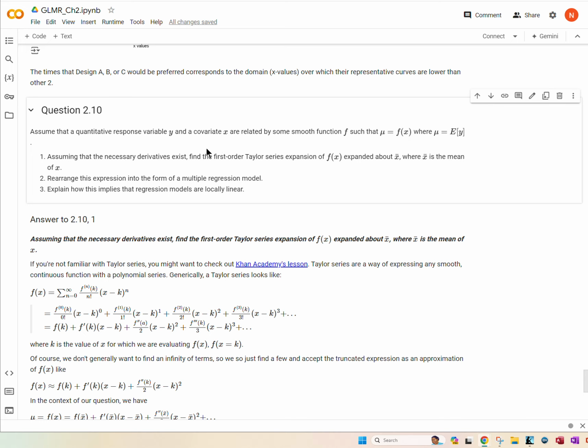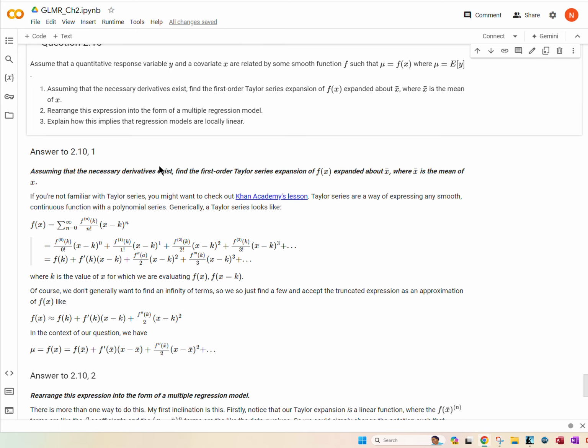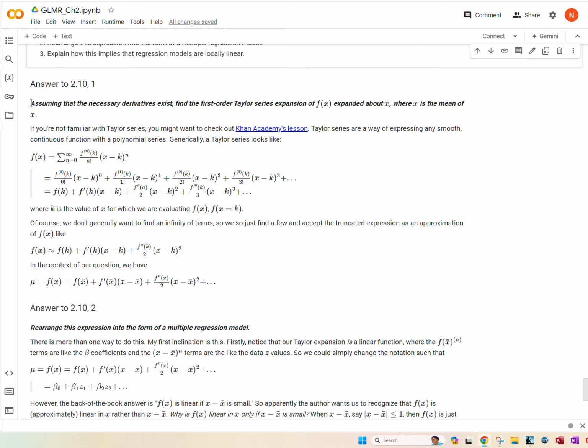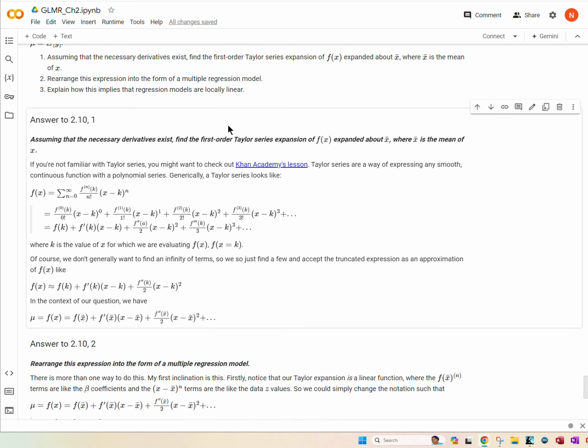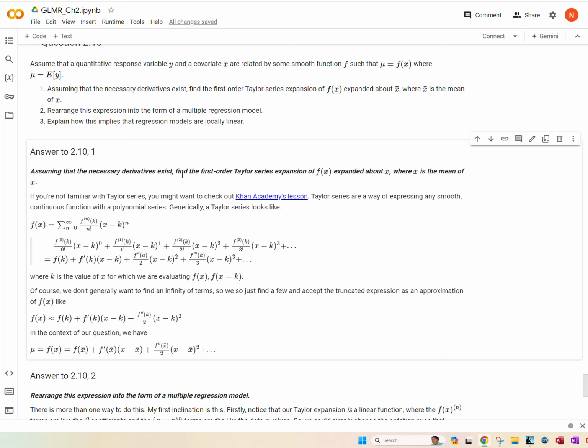So we have three parts here. The first part is, assuming that the necessary derivatives exist, and I'll talk about what that means, find the first order Taylor series expansion of f of x expanded about x bar, where x bar is the mean of x. Okay. If you're not familiar with Taylor series, probably a lot of that is not going to make sense to you.